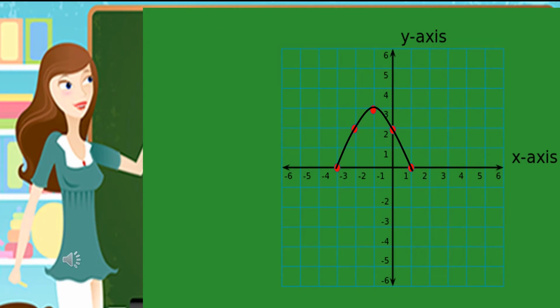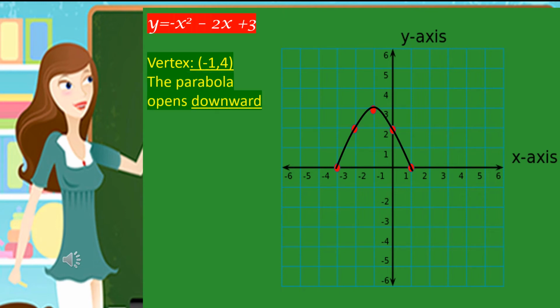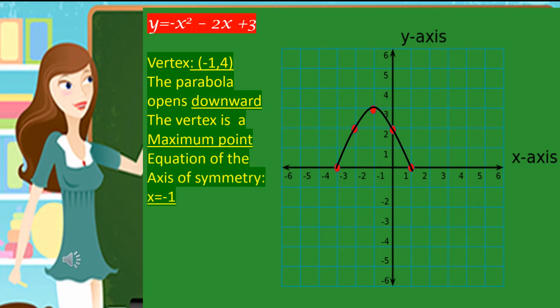After we graph, we can now identify the vertex, which is negative 1, 4. The opening of the graph which is downward, and if it is downward the vertex is in the maximum point, then, the equation of the axis of symmetry, it divides the parabola into two congruent parts. And the axis of symmetry is the value of h, which is negative 1. The domain is all real numbers.